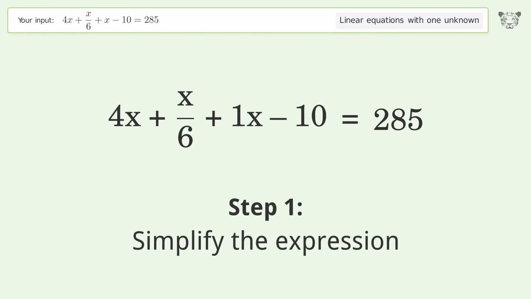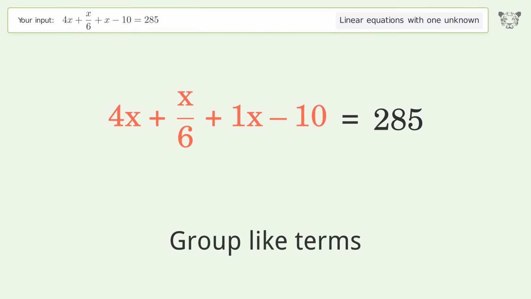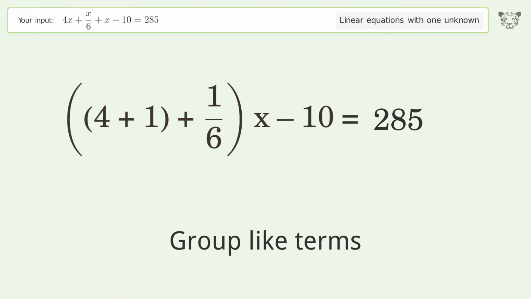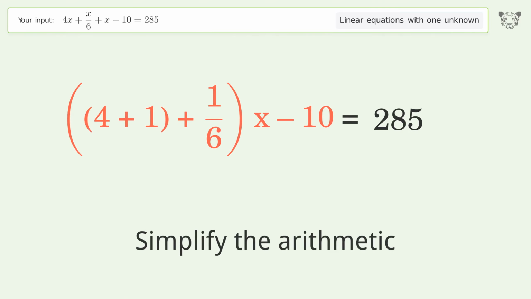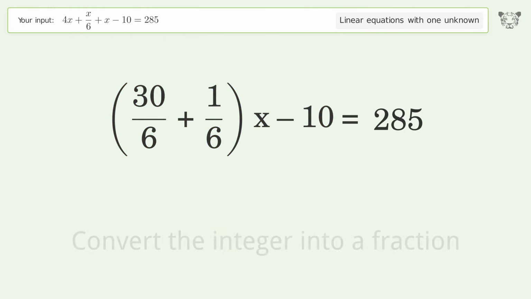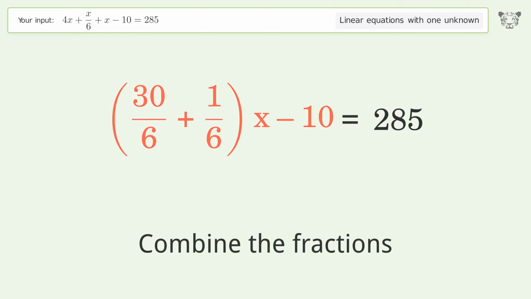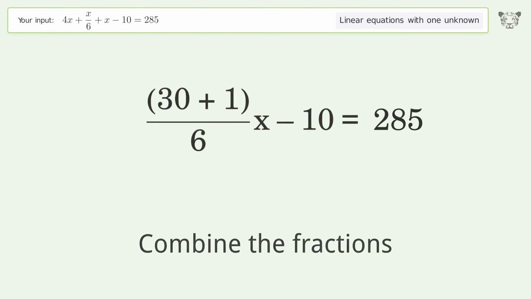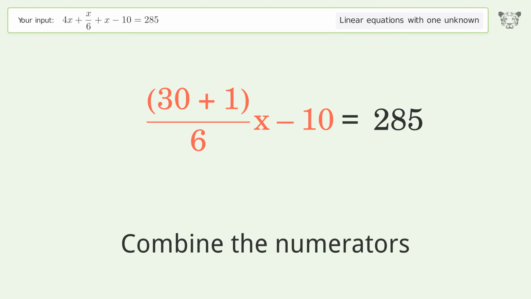Simplify the expression. Group like terms. Simplify the arithmetic. Convert the integer into a fraction. Combine the fractions. Combine the numerators.